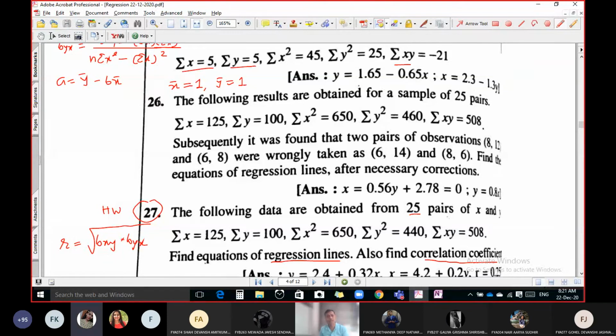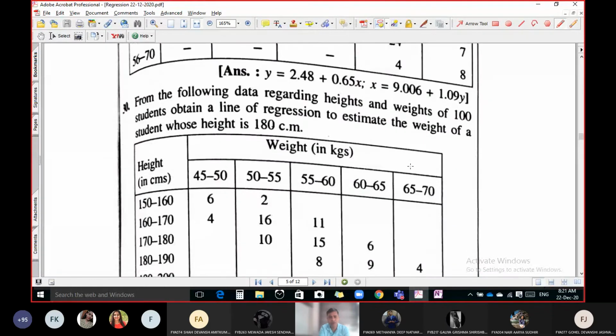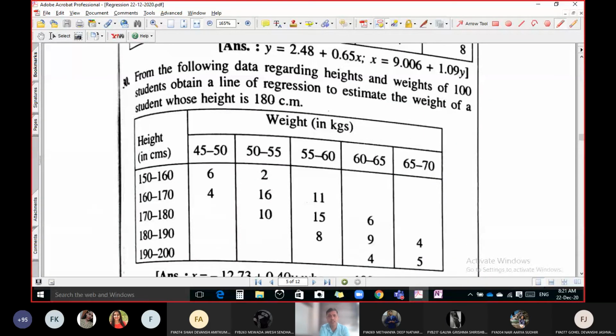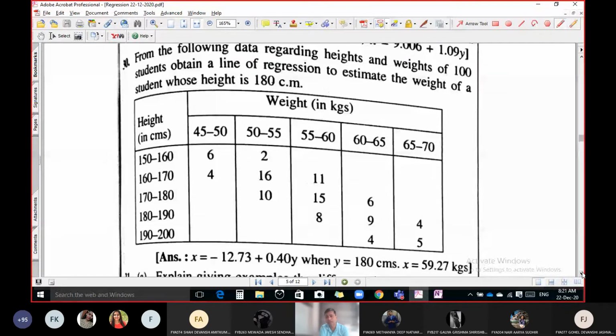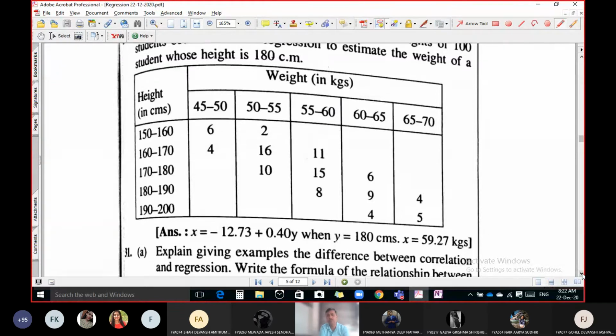Now anything else? 30 number. Sir, it's the same question like 29. Nothing new in that question. Because it's too much time consuming. Can you tell me what exactly is your problem? Sir, calculations are not matching. Okay, let us do the calculation here only.